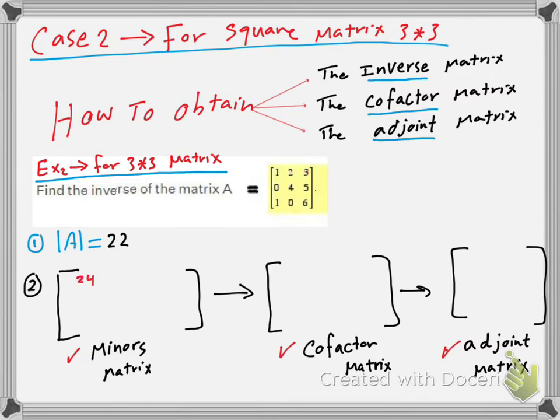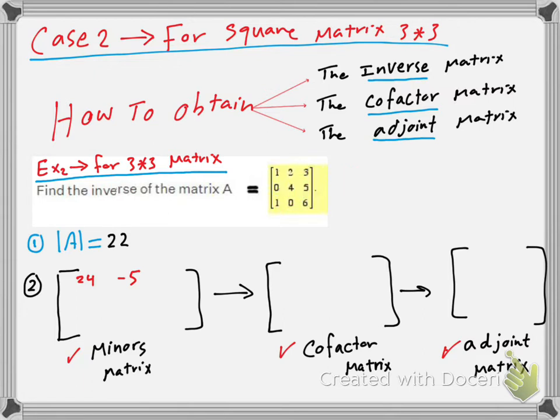Now let's compute the minor of number 2. You remove the row and the column of number 2 and make cross multiplication: 0 multiplied by 6 is 0, minus 5 multiplied by 1, which is 5. The subtraction gives us negative 5. Then in the place of 2, I will put negative 5.